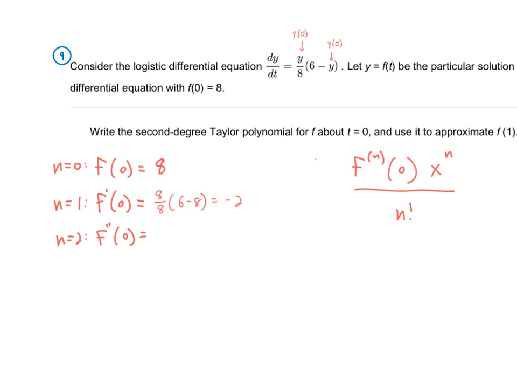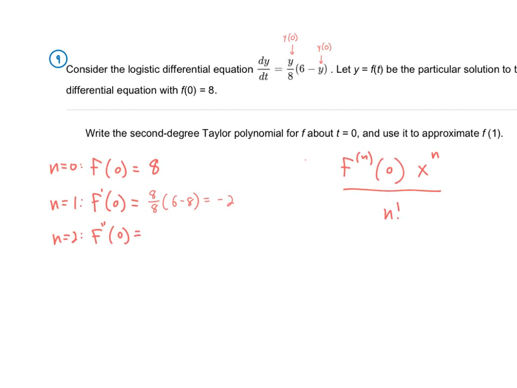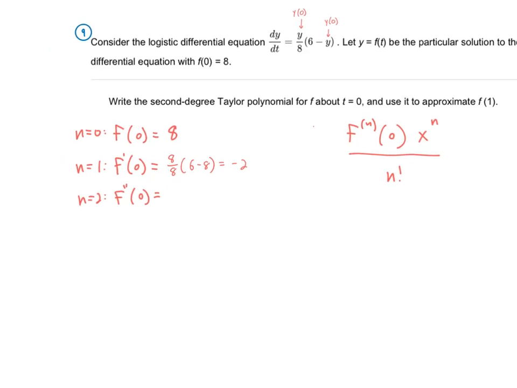Okay, so now we'll take the second derivative. So here, let me rewrite this down here, maybe.